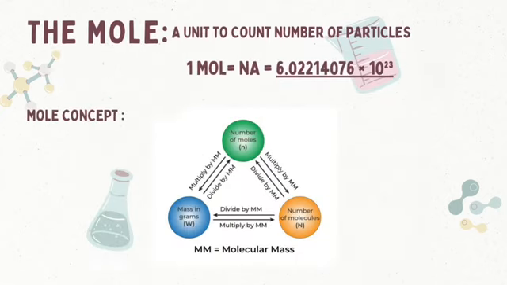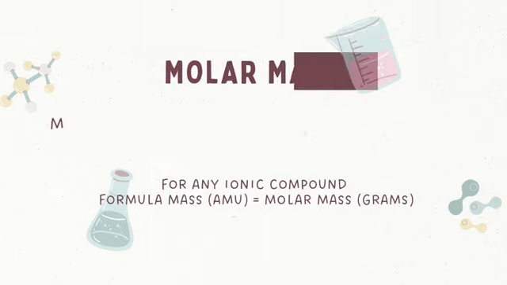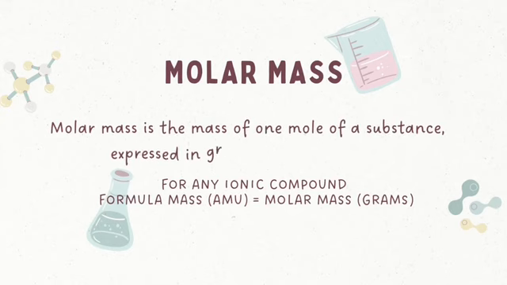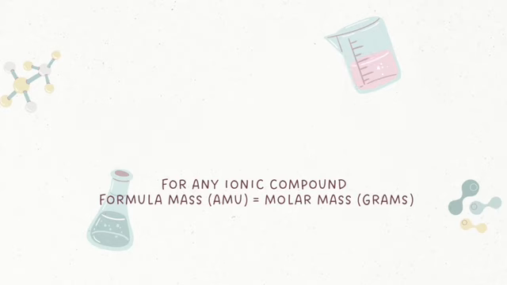The mole concept. A mole is a way of counting particles like atoms or molecules. One mole contains 6.022 times 10 to the power of 23 particles, which is called Avogadro's number. The mole helps us change between mass, number of moles, and number of particles. Molar mass. Molar mass is the mass of 1 mole of a substance, measured in grams per mole. For iron compounds, the formula mass in amu is numerically the same as the molar mass in grams.